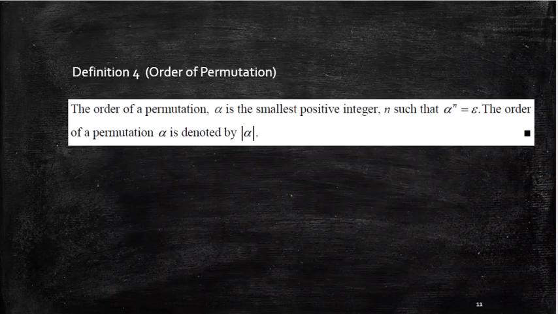Definition 4 is about the order of a permutation. The order of a permutation alpha is the smallest positive integer n such that alpha to the power of n is equal to the identity. When we multiply alpha with alpha, alpha with another alpha, and we obtain the identity, then that n is the order of that permutation, and it is denoted by this.